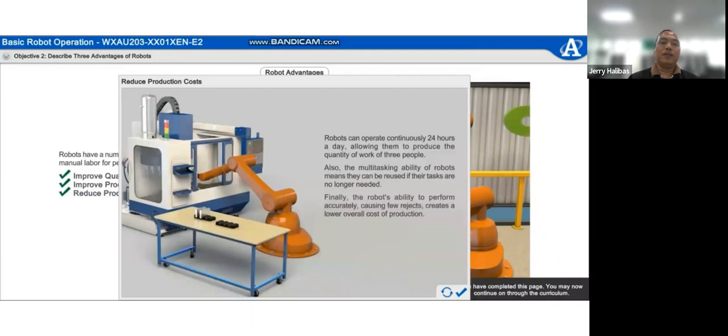Then reduced production cost, since a robot does not take sick leave and does not take maternity leave. That is just an example. Then the quality of its production is higher, and it can continuously operate 24 hours.